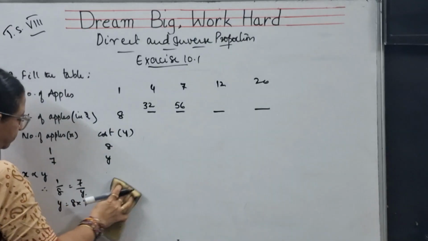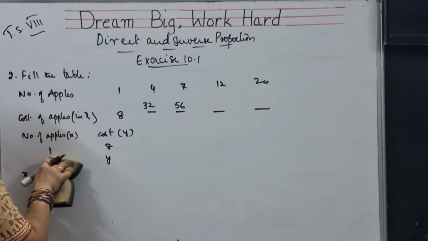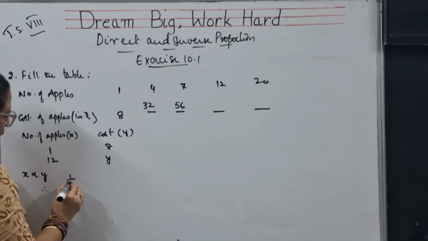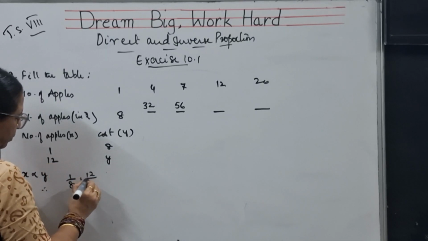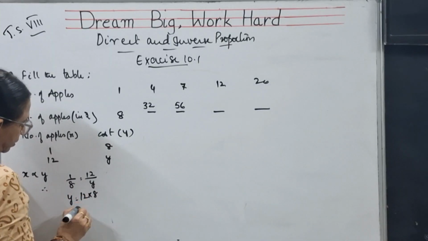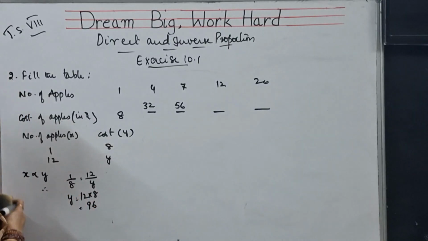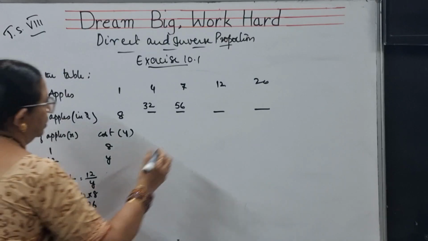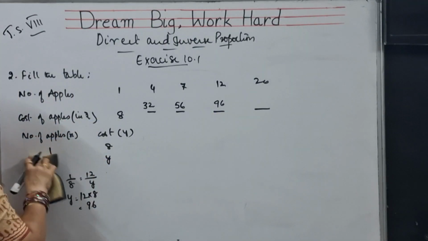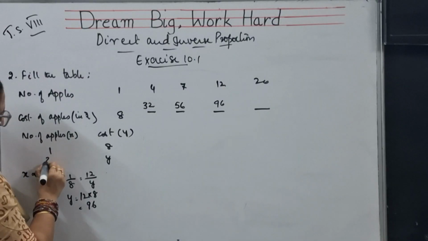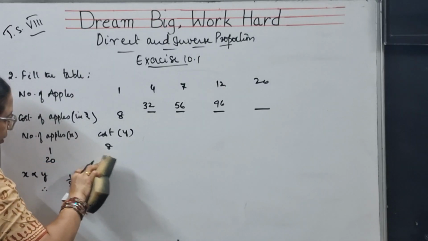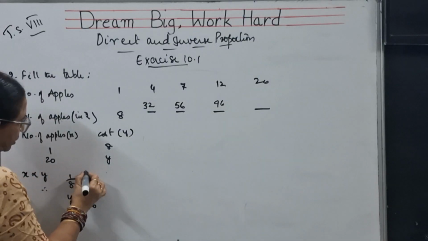So next one you have got 12. 12 means 1 by 8 is equal to 12 by y. So y is equal to 12 into 8. That is 96 rupees. So here we will be writing 96. Next 20 apples. So instead of 12 here, you will be writing 20 here.